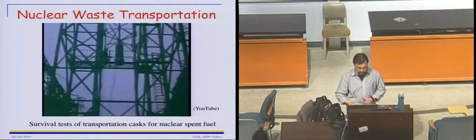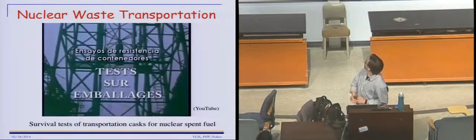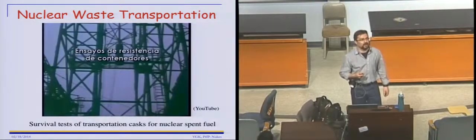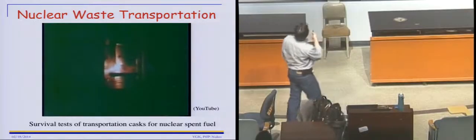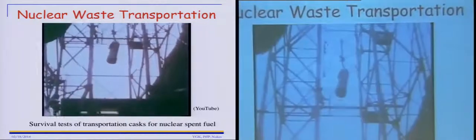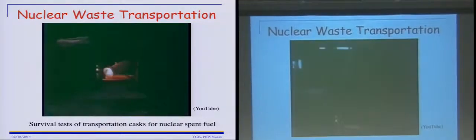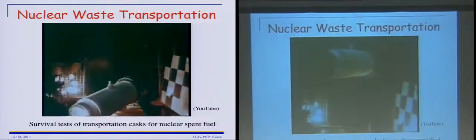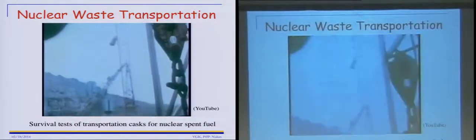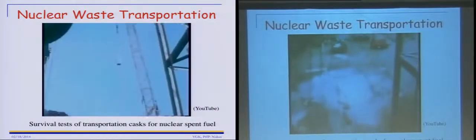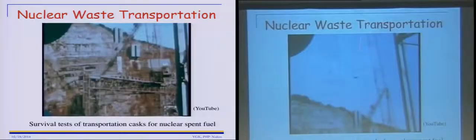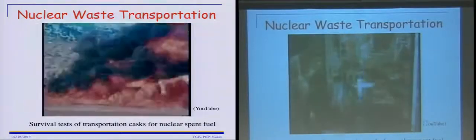Here's a little movie of what kind of tests are being done. This is a French movie, so no sound, but the United States conducts similar tests. So here's this cask dropped from 20 yards or so, and it has to survive and not leak. It's basically a big steel container, and inside the steel container it has little balls that can move around and absorb energy. Here's this thing dropped from 100-yard elevation or so.